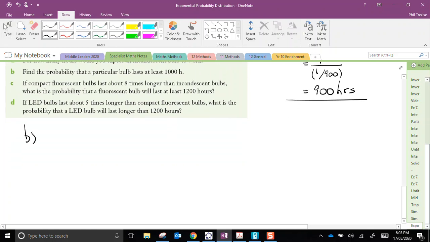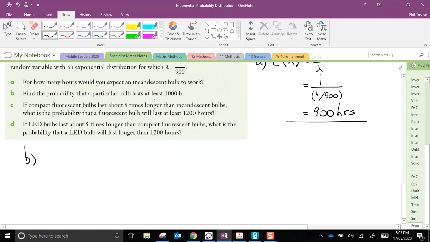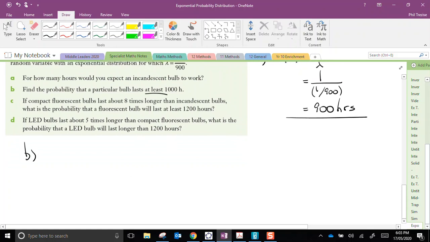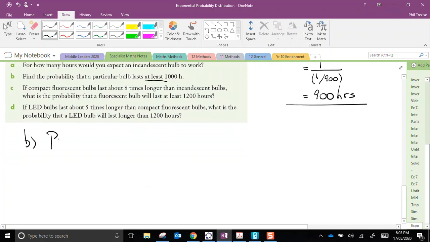Be careful with the phrase at least 1,000 hours. So we want the probability that x, our random variable. Now if I say at least, I'm happy with 1,000 hours or more. So x must be greater than or equal to 1,000. So this is the integral from 1,000 to infinity of our probability function.